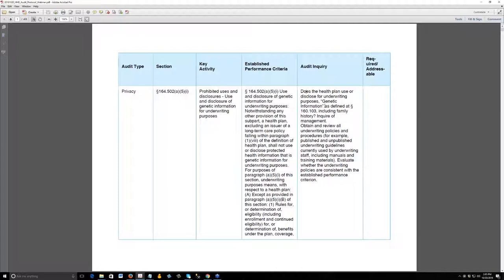This is no surprise to us, because when we created our Security Rule checklist and our Privacy Rule checklist, we broke it down requirement by requirement, because that's the only way you can comply.